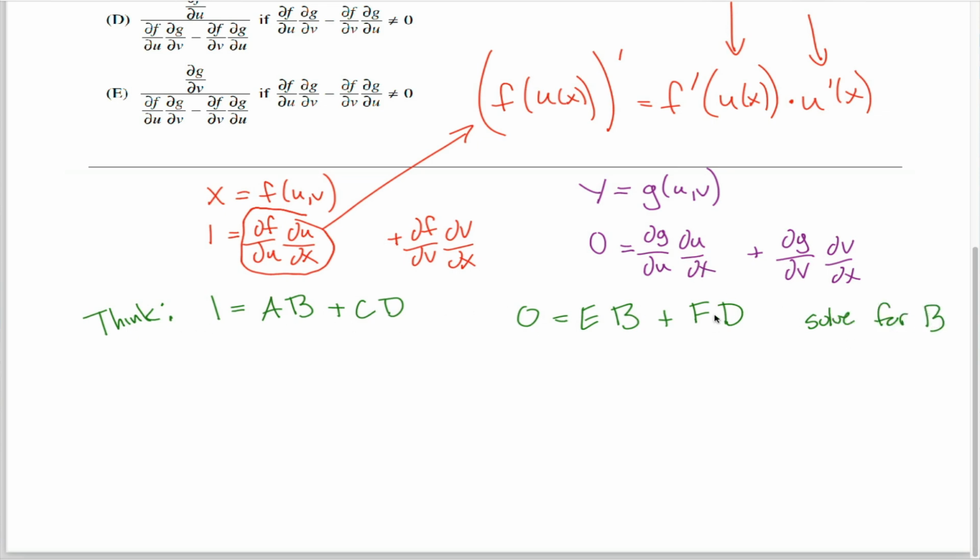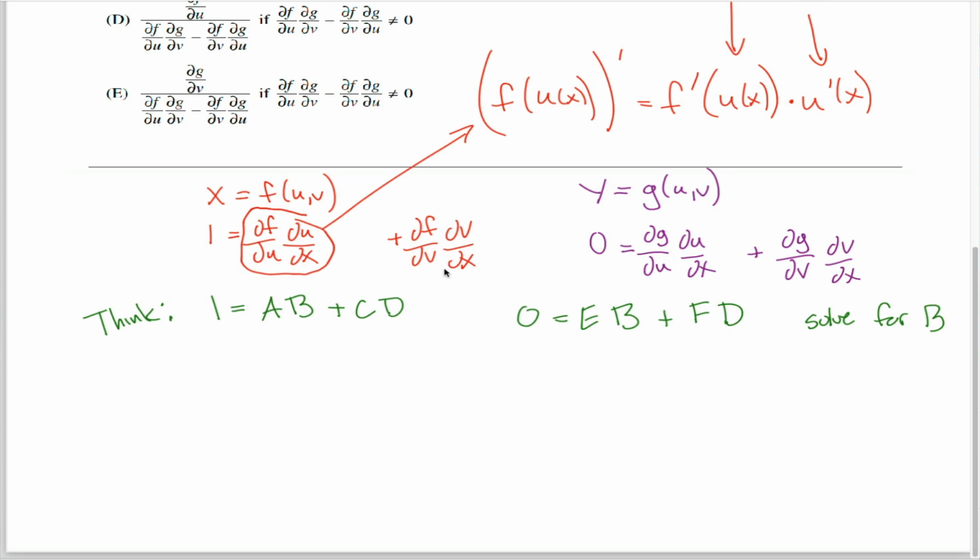If you were asked to do that, you might recognize that you have a d in each of these equations. So you could solve the two equations for d, set them equal to each other, then isolate the b's and get an answer in terms of a, c, e, and f. That's exactly what we're going to do. Just instead of using the letters a, b, c, d, e, and f, we'll use df du, du dx, df dv, dv dx, dg du, and dg dv. All right, let's do it.